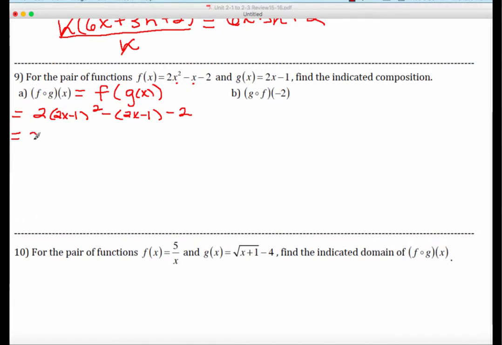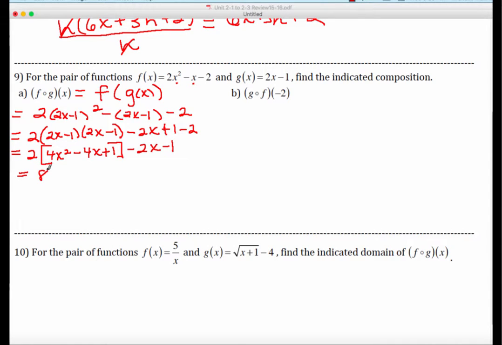And then you can go ahead and FOIL out 2x minus 1 squared. You get 2x minus 1 times 2x minus 1. And then I'm going to distribute right away before I start to FOIL my negative sign, and I get negative 2x plus 1 minus 2. And then let's start FOILing. I get 4x squared minus 2x is negative 4x plus 1. And then minus 2x. I'm going to combine the 1 and the minus 2 to get negative 1.